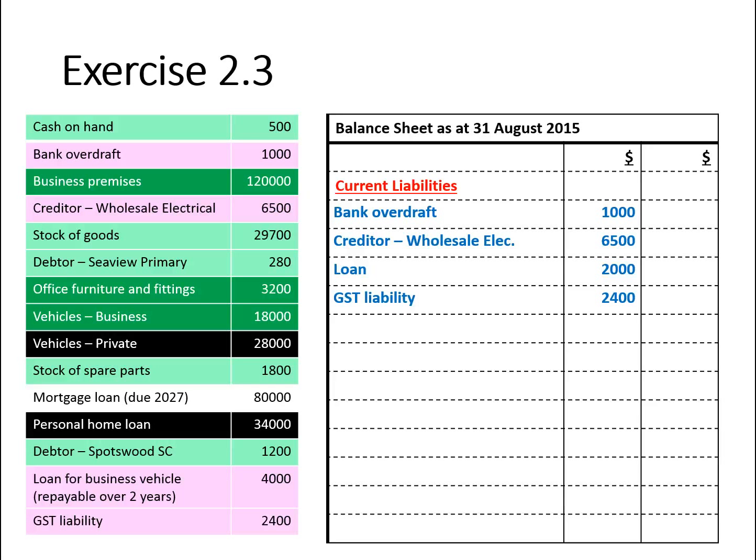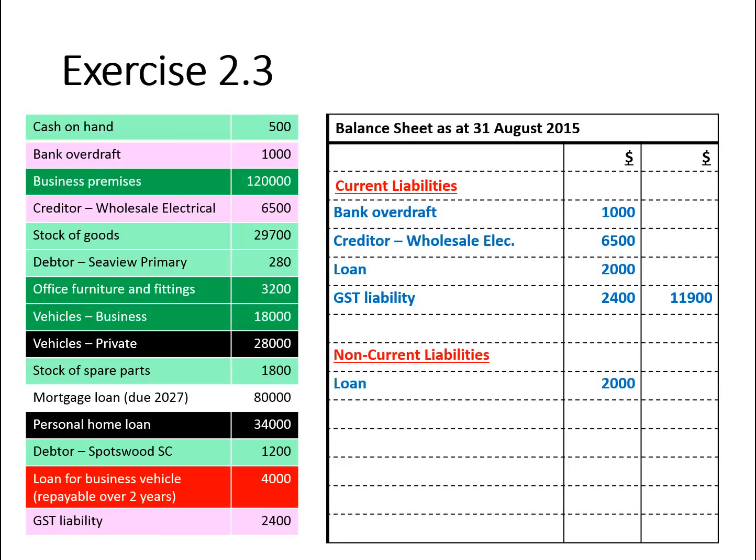And lastly, GST liability. We learned in this chapter that GST will always be current, whether it's an asset or a liability. So that'll go in and we'll total them up. We'll then do our non-current liabilities. There's not much left in the list. We've got the mortgage, which isn't due until 2027.